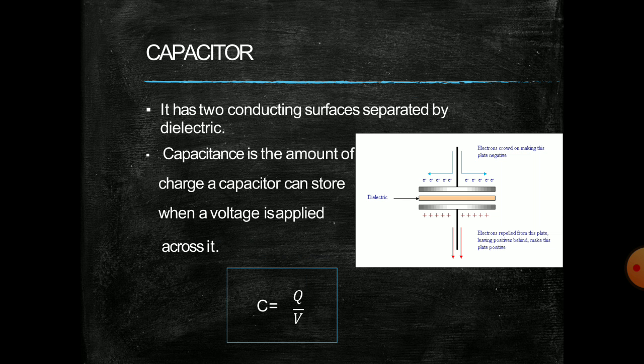We are moving to the capacitor. It has two conducting surfaces separated by a dielectric. You can see in the figure, positive and negative plate charges are available. Capacitance is the amount of charge a capacitor can store when voltage is applied across it. So C is equal to Q by V. The capacitor works when charges are stored between the two plates.